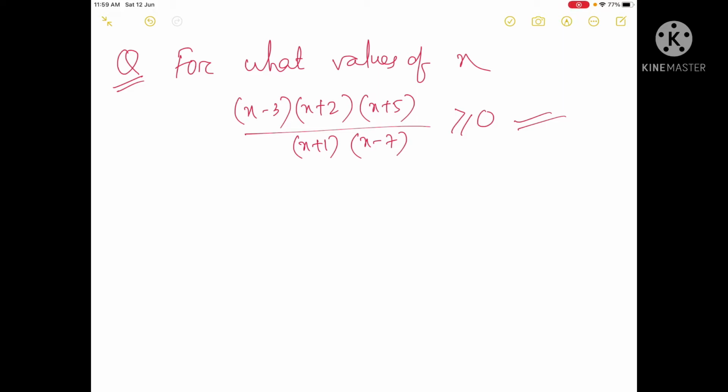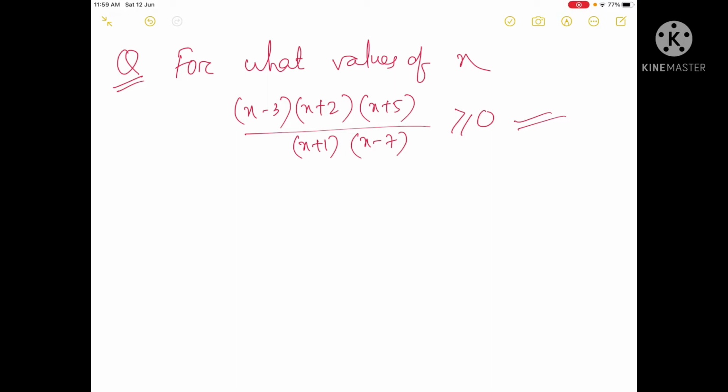Here our numerator and denominator are both expressed as a product of linear factors. So when you have a rational function where the numerator and denominator are products of linear factors, and you need to find the values of x for which this rational function is positive or negative, the concept says that intentionally make the denominator positive.